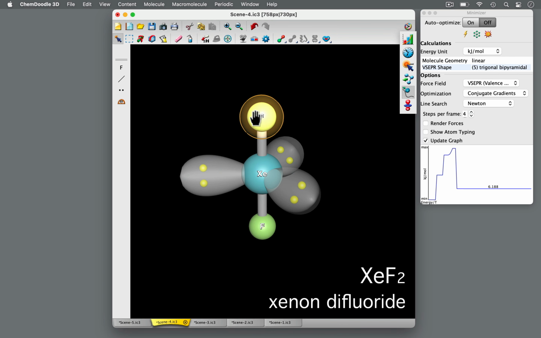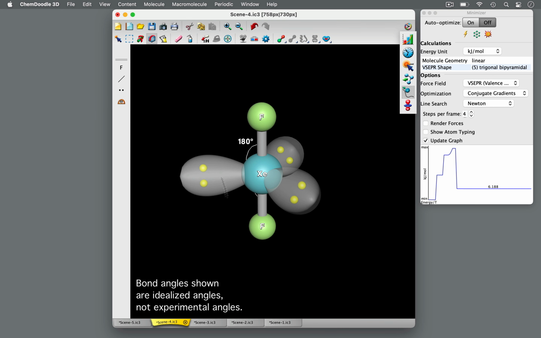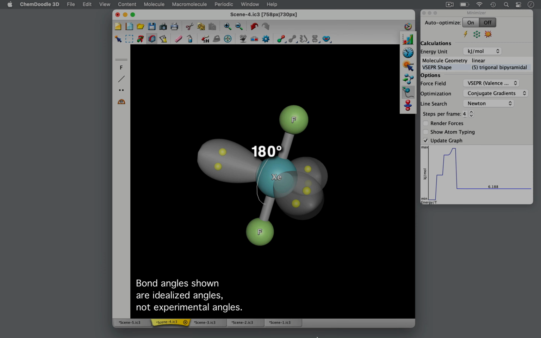The two fluorine atoms are in axial positions as far from each other as possible on opposite sides of the central xenon atom. As seen in the seesaw and T-shaped geometries, the three lone pairs are in equatorial positions for more space so as to minimize electrostatic repulsions. The bond angle between the fluorine atoms is 180 degrees.